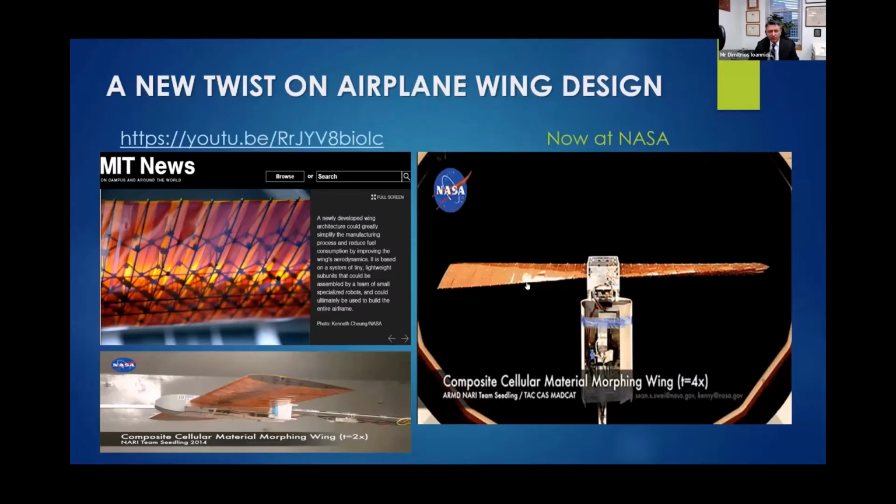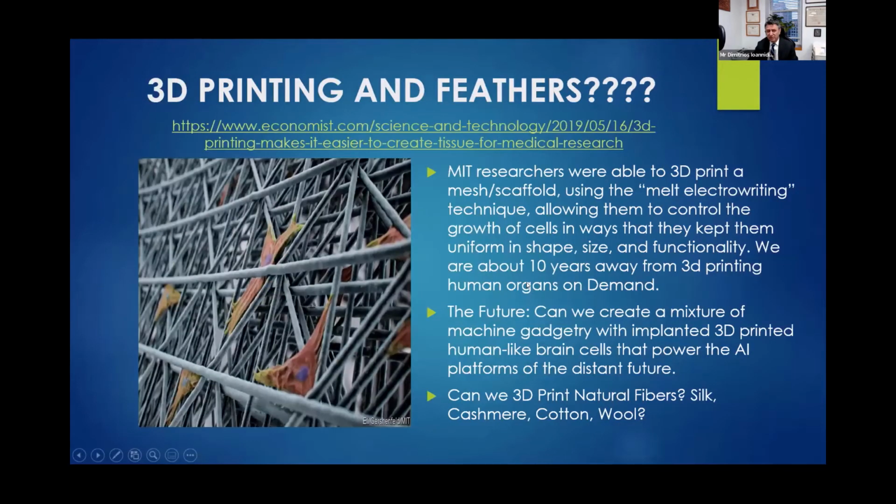Okay. So going back to the sort of morphing type of wing, which is being developed at NASA, we are going through this phase of creating these amazing new materials and all sorts of new discoveries that are coming about. The next topic that I want to talk about is another discovery at MIT, 3D printing, and I have the title as 3D printing and feathers.